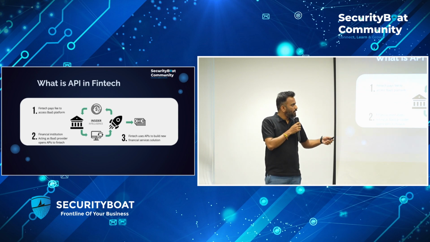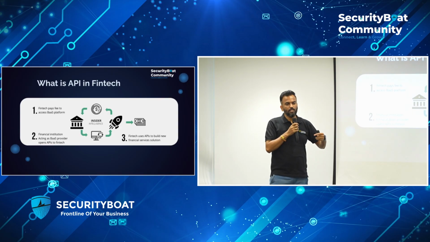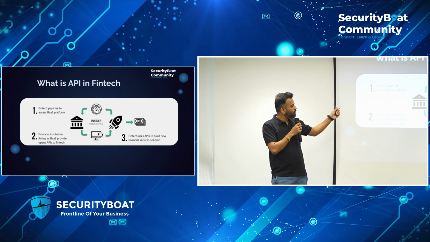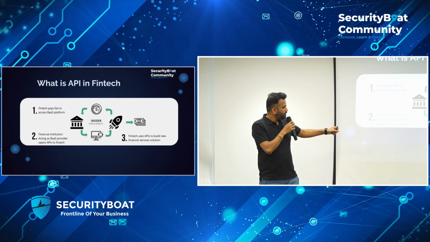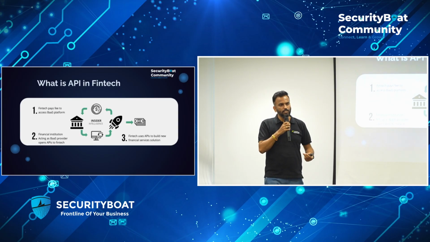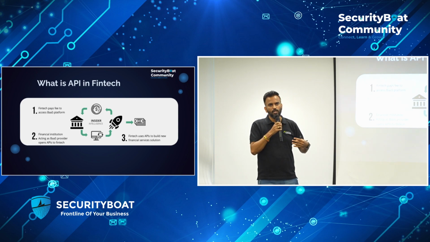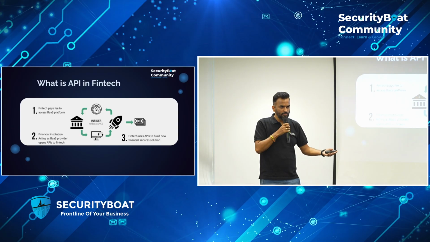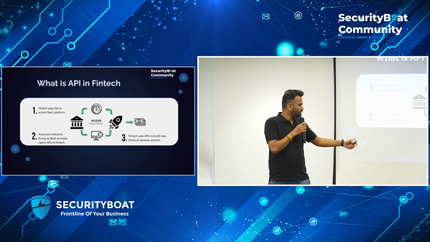Similarly in fintech, why do I use APIs? Because I am not a bank, but I want bank services. So how can I do that? A fintech pays fees to access a BaaS platform, which is bank as a service. Then this financial institution, acting as a BaaS provider, opens APIs. The bank gives its APIs to financial institutes or fintech companies to use a specific service. For example, I want to see a person's credit score. Then it will say, okay, you can take this API and it will give you that credit score.